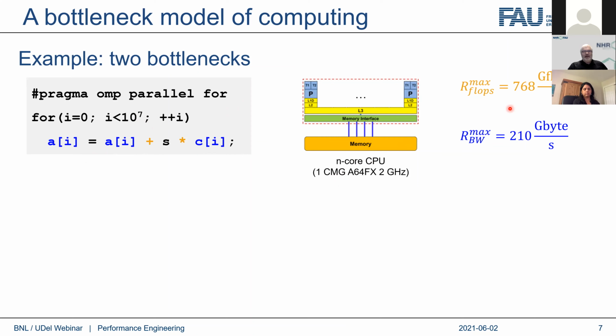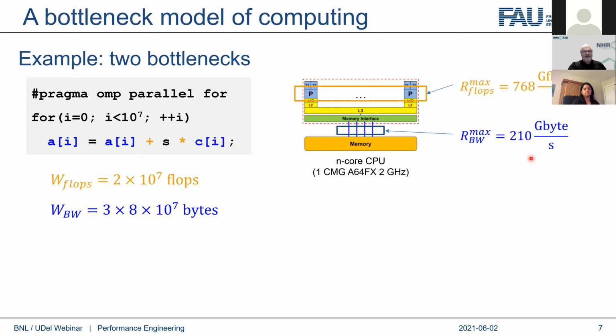And then I can do the math and see what are the two main bottlenecks in this core memory group. Of course, it's the maximum flop rate, that's 768 gigaflops per second, and the maximum memory bandwidth is one CMG, 1/4 of an A64FX, that has a bandwidth of roughly 210 gigabytes per second. Okay, these are my bottlenecks. And then I can calculate how much time it takes to execute the flops and how much time it takes to transfer the data. The flops is 2 times 10 to the 7. The data transfer volume is 3 times 8 bytes times 10 to the 7 bytes, obviously.